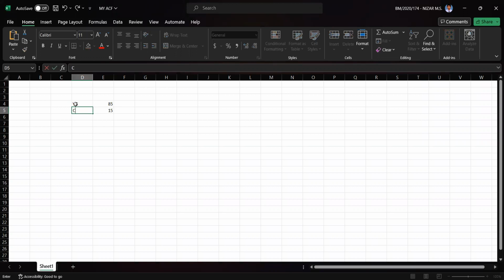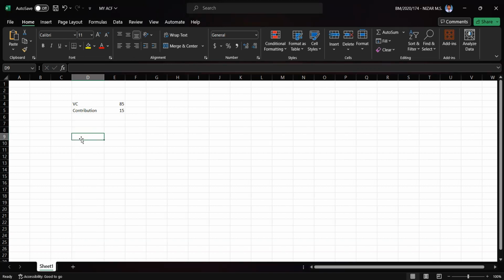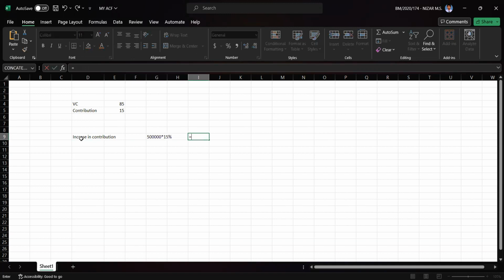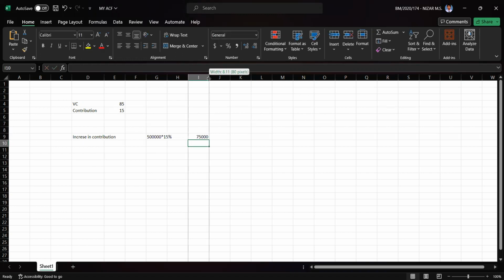Is it okay for you all? So the increase in contribution: how much? The increase in sales is 0.5 million, which means 500,000, but the contribution is 15% of that. 500,000 times 0.15 gives 75,000 increase in the contribution.